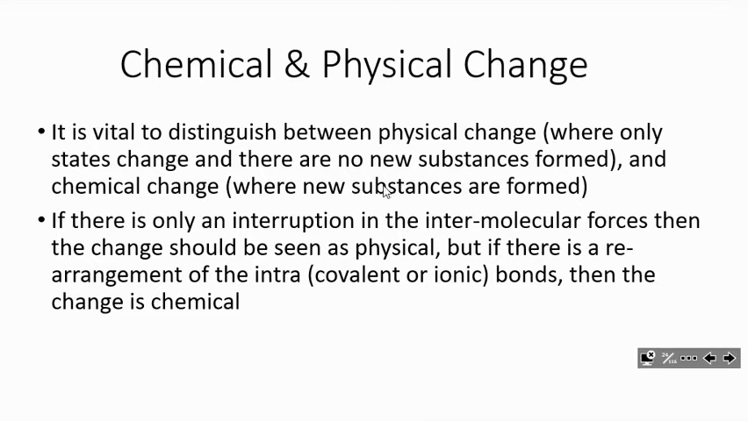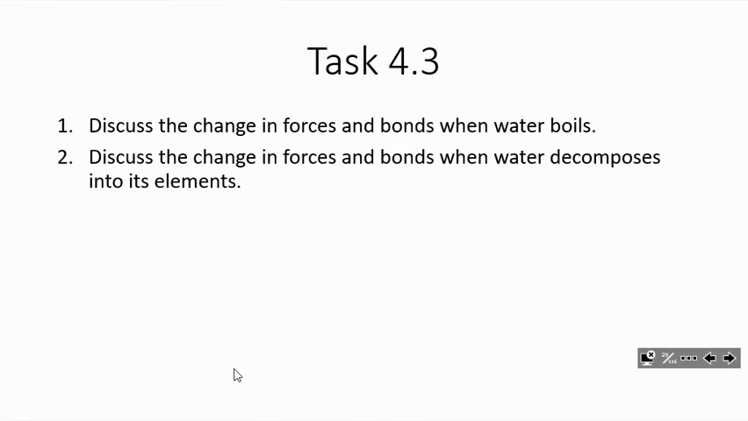So you have to look and see if you form new substances. If you form new substances, then automatically that is a chemical change. If there's only an interruption of those IMFs, then that's a state change, and just simply a state change is a physical change. So you need to understand the difference between rearranging ionic and covalent bonds around, which would be a chemical change, versus just interrupting those IMFs.